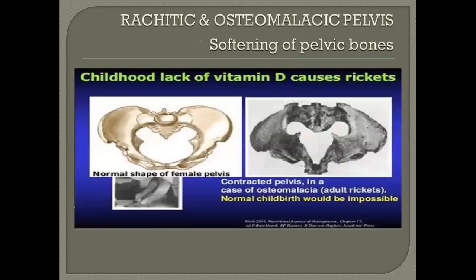Okay, now next is rachitic and osteomalacic pelvis. Here what happens is due to the deficiency of vitamin D, the disease condition rickets. If during the developmental period or childhood, the woman had this condition, rickets, that will lead to softening of pelvic bones, and due to that the pelvis will be deformed. Okay, that is rachitic and osteomalacic pelvis. It happens due to the deficiency of vitamin D, that is rickets. Okay, so these are the causes.